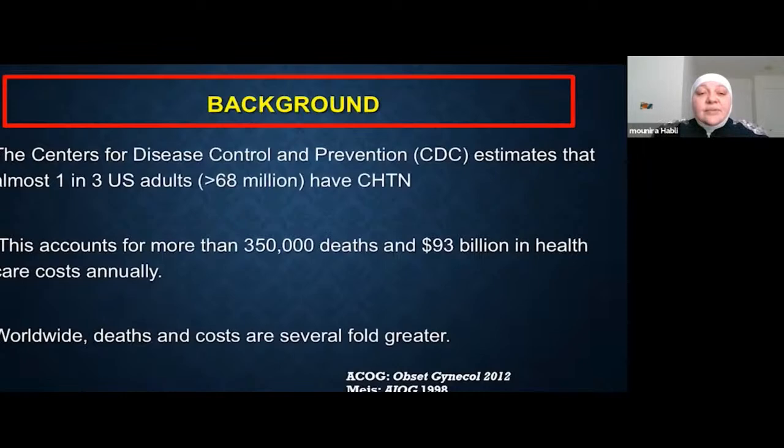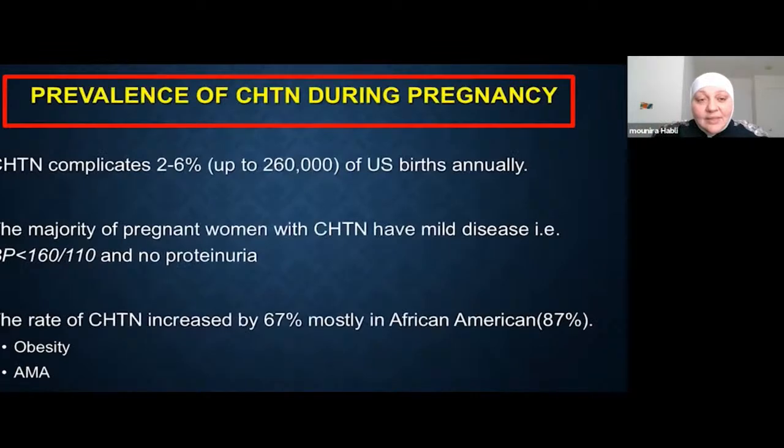The Centers for Disease Control and Prevention, the CDC, estimated that almost one in 3 US adults, more than 68 million, have chronic hypertension. This accounts for more than 3,050 deaths, and the cost is almost 93 billion in healthcare costs annually. Worldwide, this death and cost are even several fold greater than in the United States. Chronic hypertension complicates about 2 to 6%, up to 260,000, of US births annually.